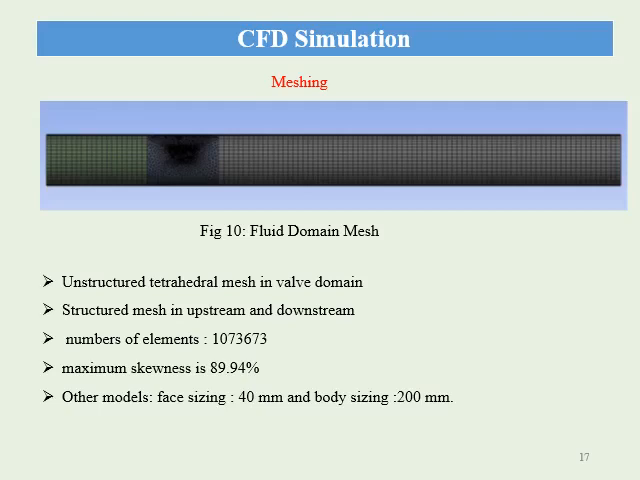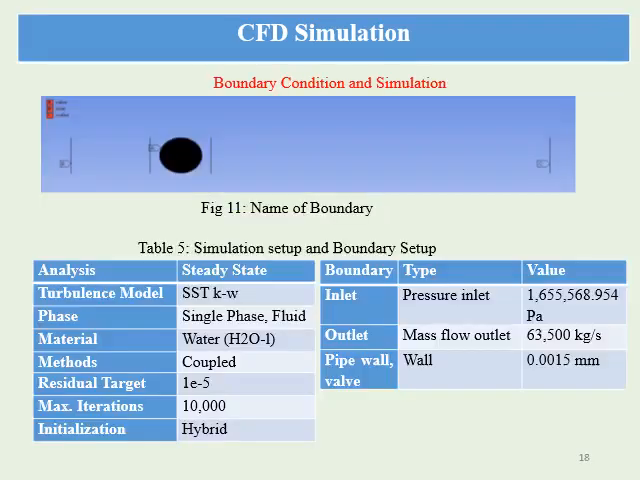Unstructured tetrahedral mesh was used in the valve domain and structural mesh in the upstream and downstream. The number of elements created was around 1,073,673. The maximum skewness found was about 89.94%. The face sizing was 40 millimeters and the body sizing was 200 millimeters. These are the boundary conditions and the simulation setups, as we already stated above. You can take a brief look at it.